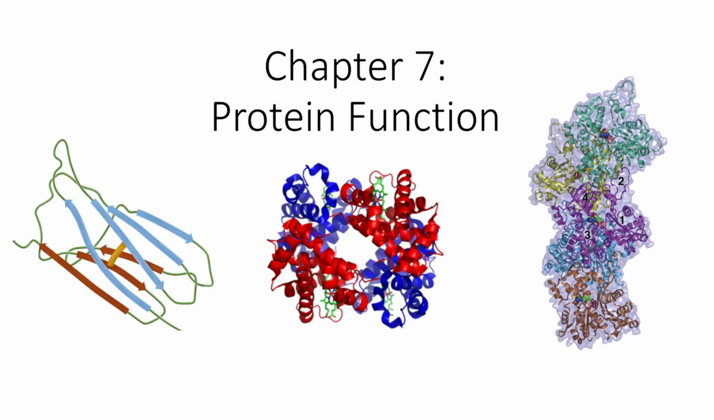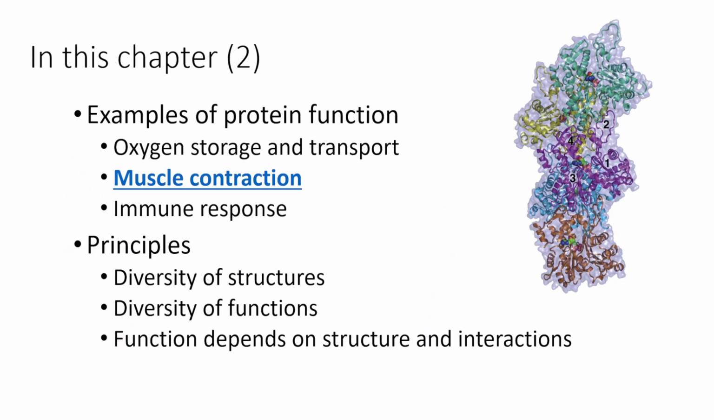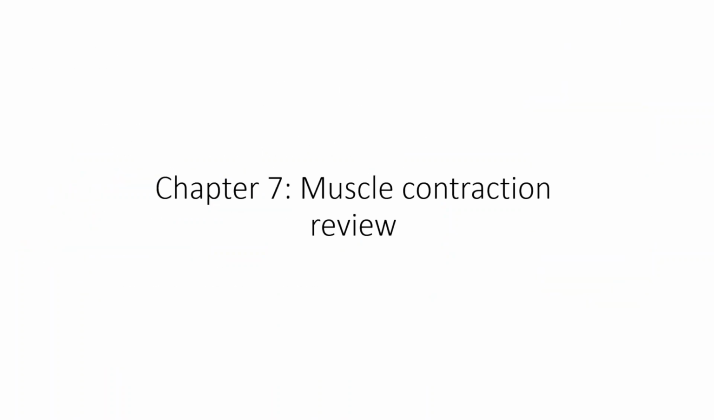So last time on Monday we started talking about Chapter 7. We talked a lot about hemoglobin and myoglobin and how their different structure helps them have pretty different functions. And today we're going to continue on that theme of protein function being affected by structure, and we're going to talk about muscle contraction. So let's start with those muscle contraction questions.